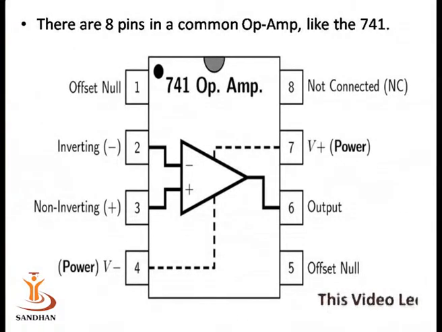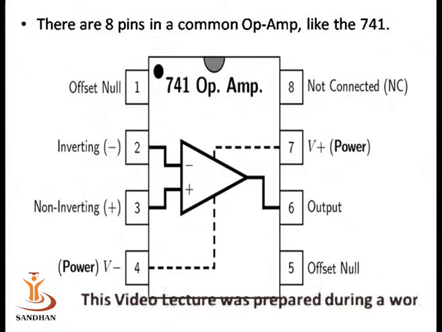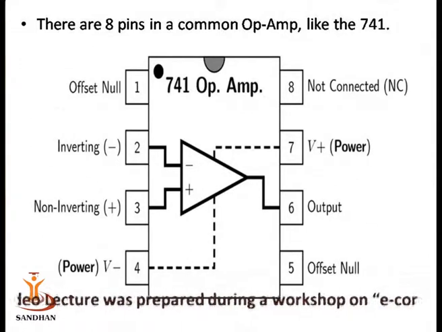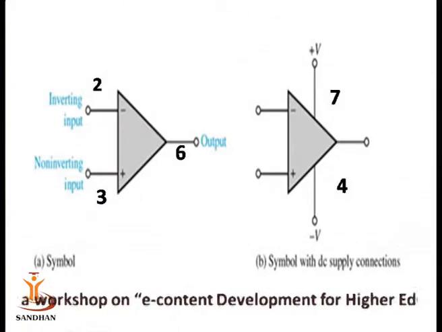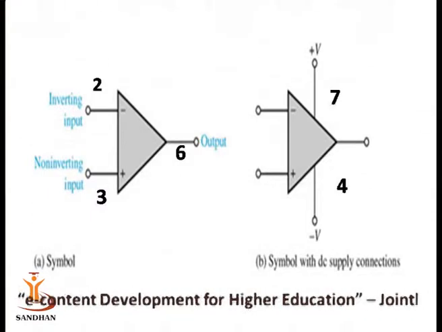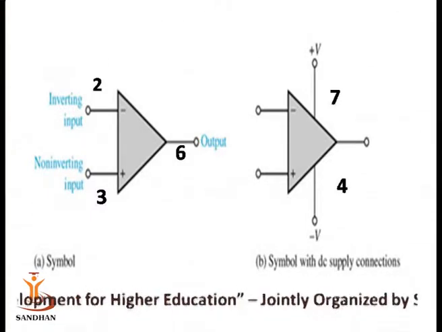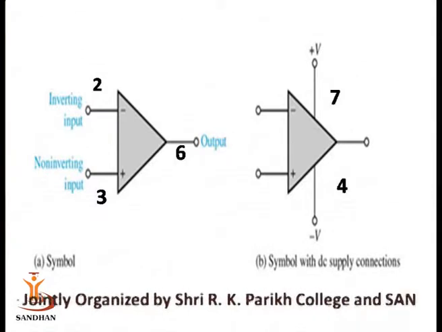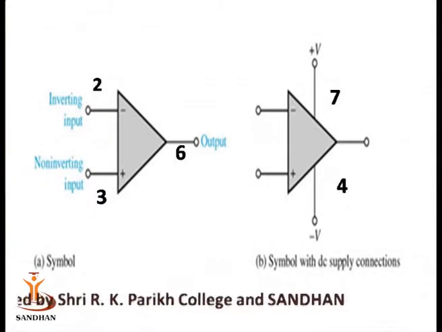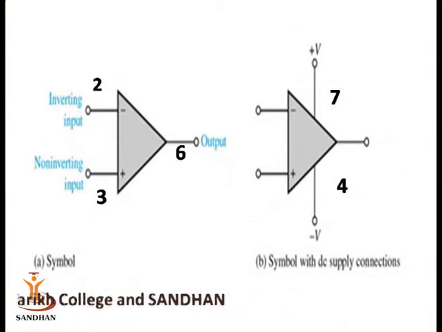Here is the structure of the operational amplifier circuit, the 741 operational amplifier. There are 8 pins in the circuit. In this slide, see here, 2 is the inverting input, 3 is the non-inverting input, 6 is the output. These are the 3 most important terminals of the operational amplifier, and normally this is the circuit symbol of the op-amp. 7 and 4 are the power supply terminals. 7 is for positive potential and 4 is negative potential.